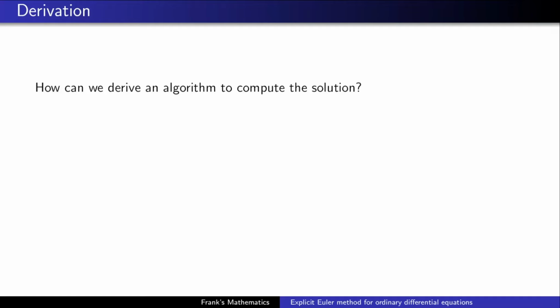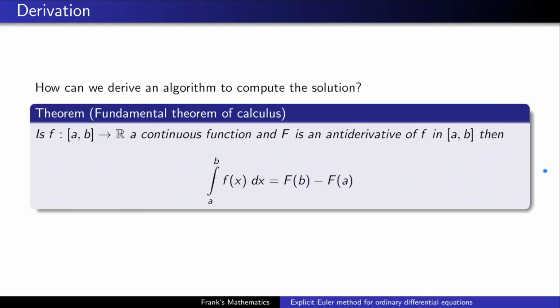So what can an algorithm look like to compute the solution to the initial value problem? Well, we start with the fundamental theorem of calculus, which puts the antiderivative, small f and big F, into relation. Everybody knows the fundamental theorem of calculus, which basically says the integral over small f is big F evaluated at the upper bound minus F evaluated at the lower bound. How does this help us to solve the initial value problem?